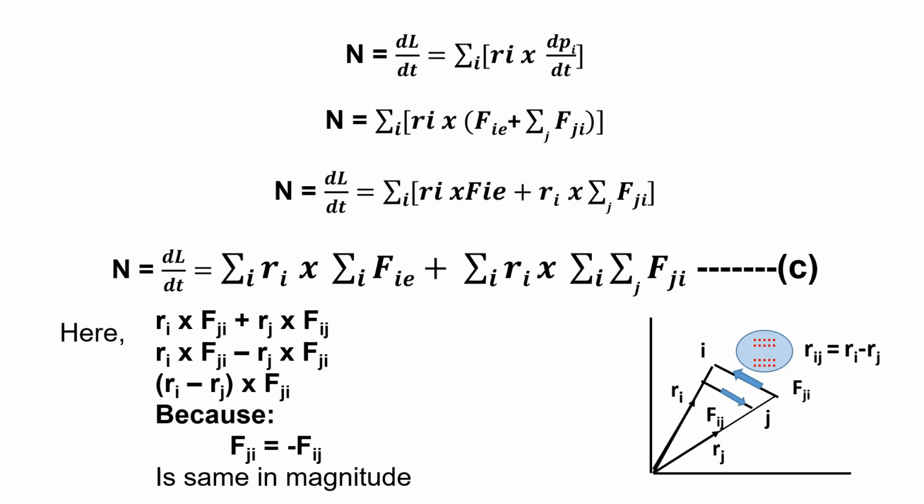So the difference between the two position vectors will be rij is equal to ri minus rj. So that can be written as ri cross Fji plus rj cross Fij. And from the above, we know that the force is equal and opposite. So Fij is equal to minus Fji, that will be equal to ri cross Fji minus rj cross Fji. So taking the Fji common, we have ri minus rj, and that is equal to rij cross Fji. And we know that the two equal and opposite forces are the same in magnitude and different in direction.